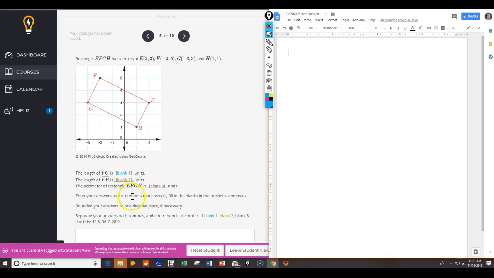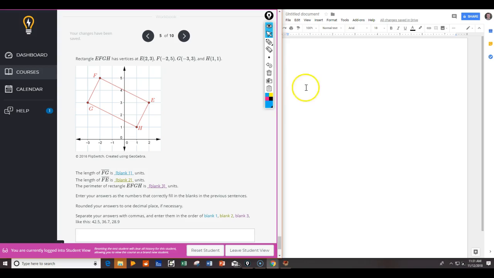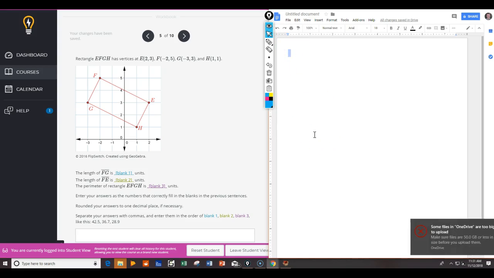Enter your answers as the number that correctly fills in the blanks in the previous sentences, rounding your answers to 1 decimal place if necessary. Separate your answers with commas and enter them in order of blank 1, blank 2, blank 3. So notice there is a space between the comma and the next entry. So I'm writing down they want to know the distance of FG, they want to know the distance of FE, and they want to know the perimeter.